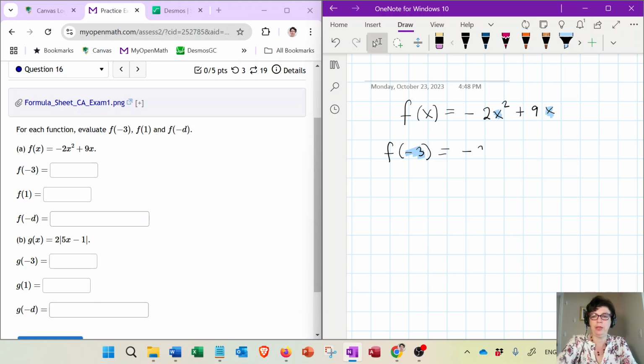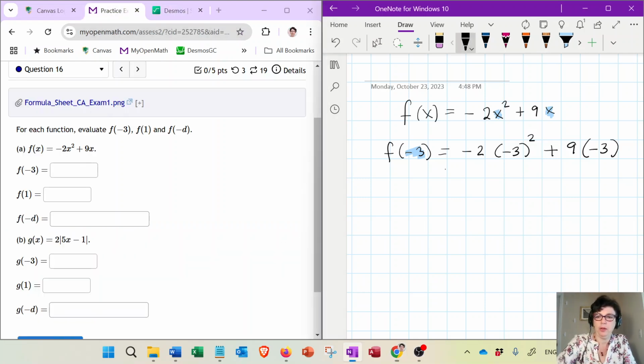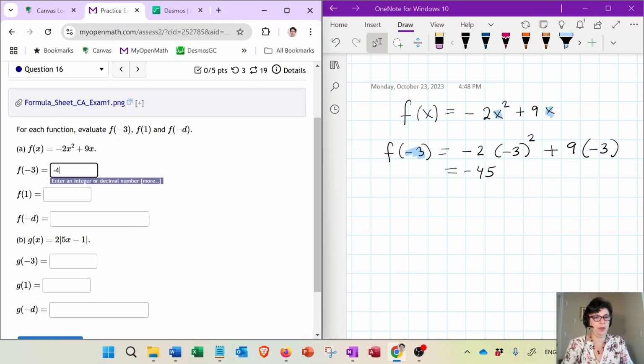So we get negative 2. Instead of x, I'm replacing it with negative 3. That's going to be squared. Plus 9. And again, we're replacing x with negative 3 in parentheses. And at this point, we just go to the calculator and we compute it. We put it just like that. And we have 9 multiplied by negative 3, so I got negative 45. Okay, so that's my first answer here, so that'll go here.